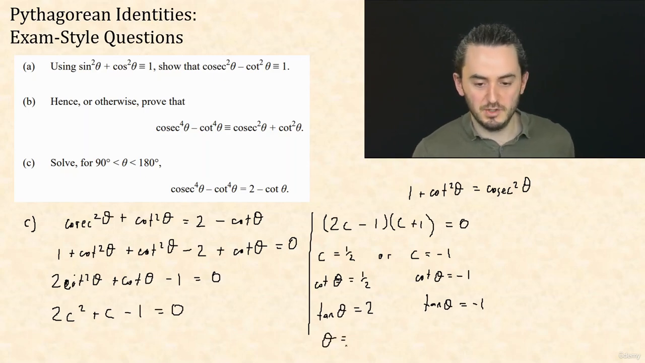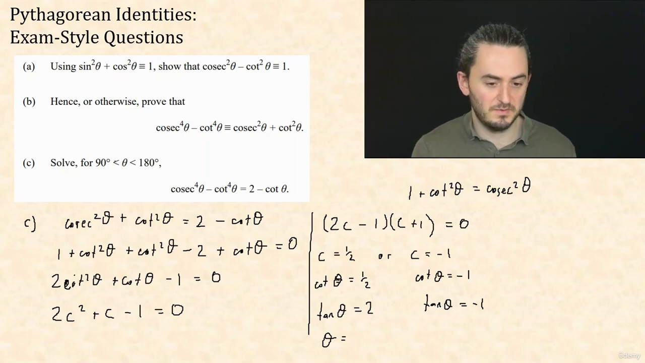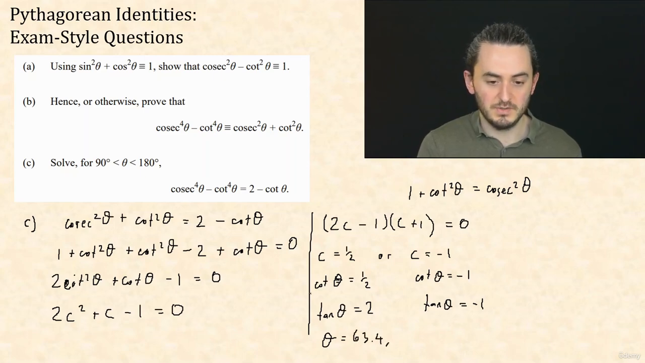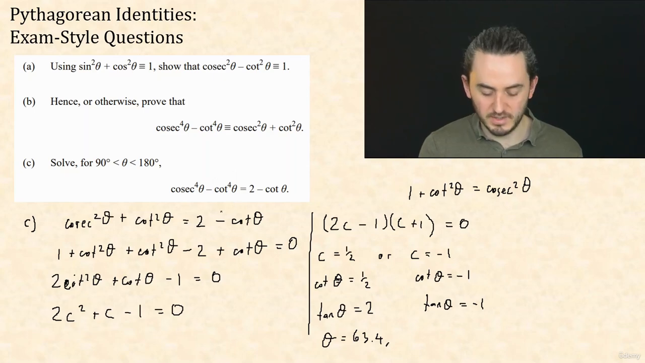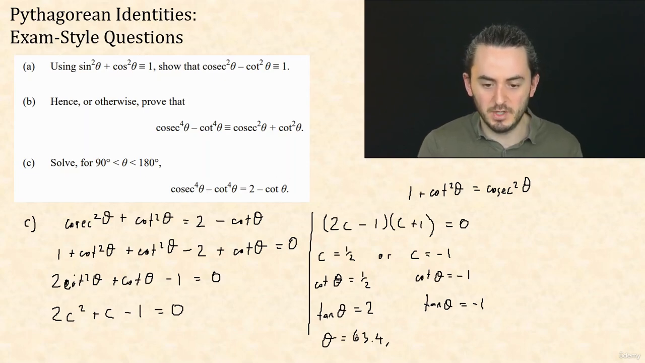So here, I'm just going to use the calculator. Are we in degrees or radians? We're in degrees, and we have this very tight range of 90 to 180. So I'm going to do inverse tan of 2, and it's giving me 63.4. That's not in the range, but if I add 180, which I can do with tan, I get 243, which is also not in the range. So actually we've got no solutions in the range here, so I can even write that.